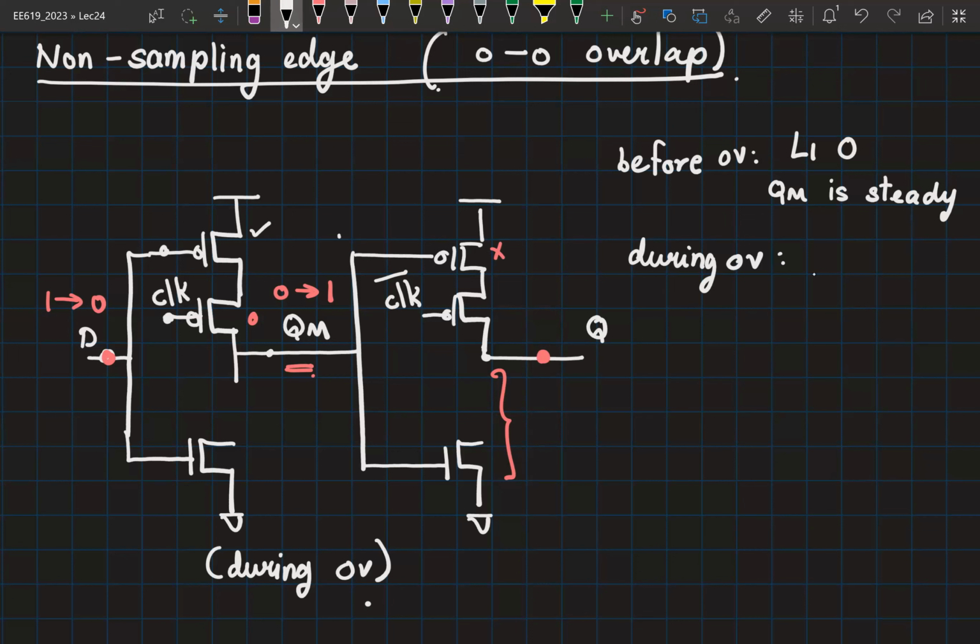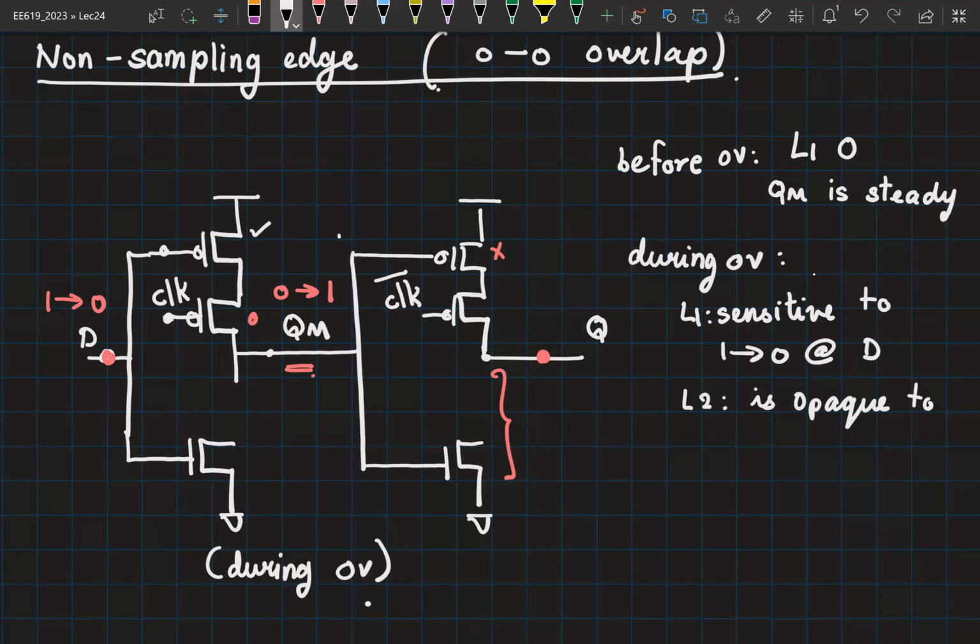So now during the overlap, L1 is sensitive to 1 to 0 transition at D. L2 is opaque to any 0 to 1 transition at QM. So overall, there is no race condition. Is this clear? Now what happens after the overlap?